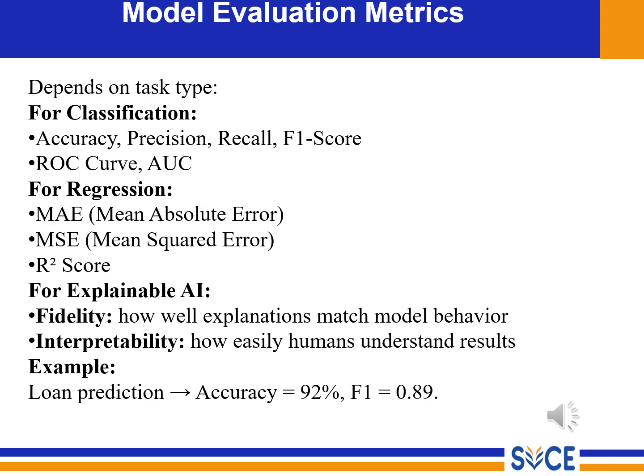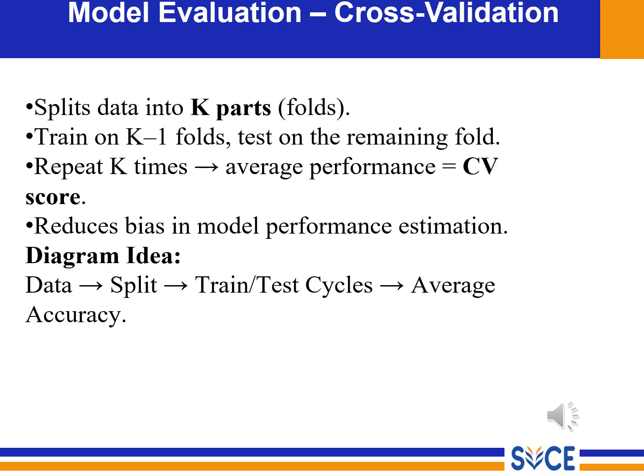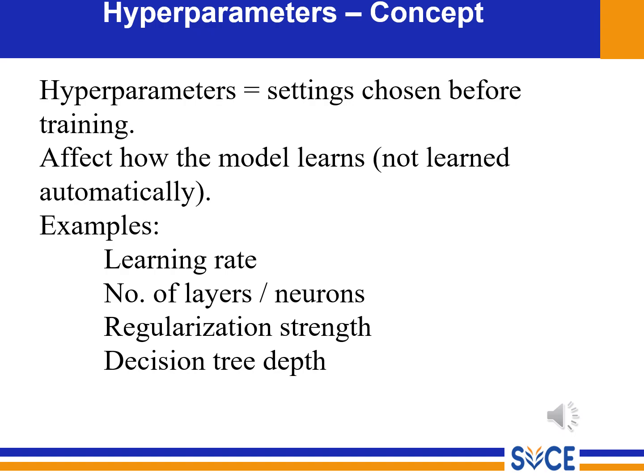For example, a loan prediction model: accuracy 92%, F1 0.89. So students, evaluation is not only about accuracy. Okay, have you got it? As I already told, model evaluation. Okay students, now let us move to the hyperparameters.